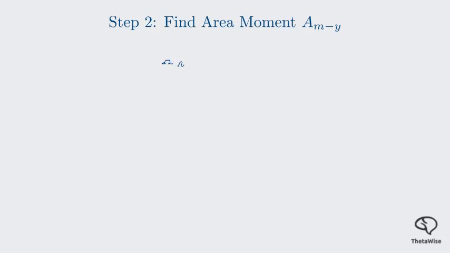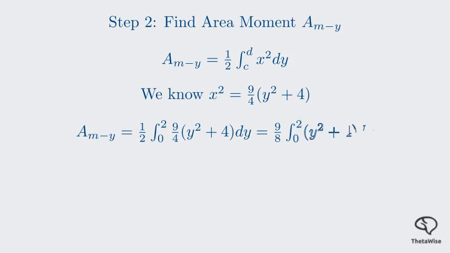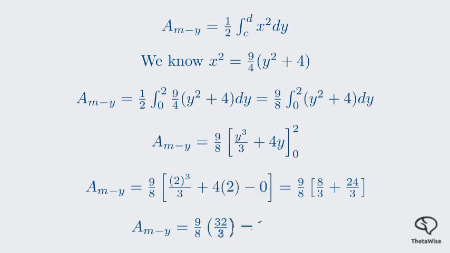Now that we have the area, let's calculate the area moment about the y-axis, A sub My. For a horizontal strip, A sub My is 1/2 the integral from c to d of x squared dy. We found earlier that x squared equals 9/4 times the quantity y squared plus 4. Substituting this in, we get the integral from 0 to 2 of 9/8 times y squared plus 4 dy. Integrating term by term gives 9/8 times the quantity y cubed over 3 plus 4y. We evaluate this from 0 to 2. Plugging in 2 gives 9/8 times the quantity 8/3 plus 8. This simplifies to 12 cubic units.